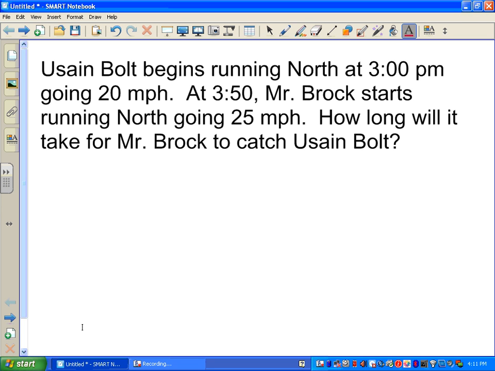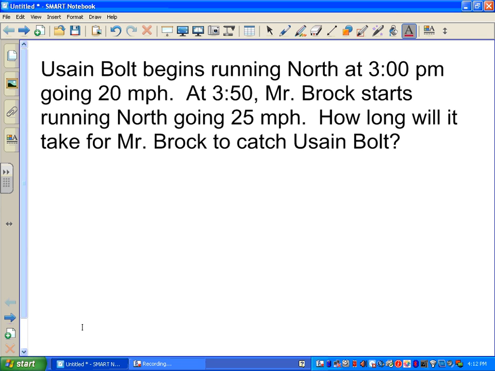Let's look at this example. I'll read it to you. You should read it to yourself. Usain Bolt begins running north at 3 o'clock p.m., going 20 miles per hour. At 3:50, Mr. Brock starts running north going 25 miles per hour. How long will it take for Mr. Brock to catch Usain Bolt? Okay, this is a same direction problem.